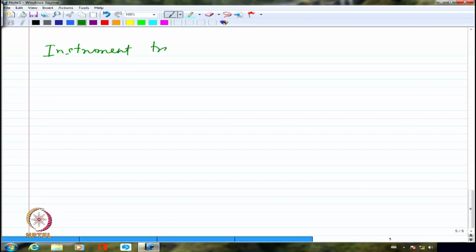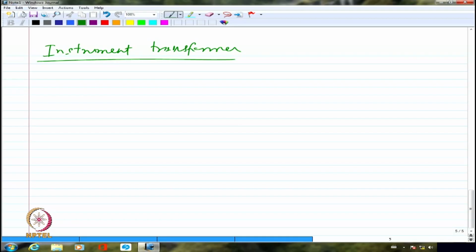The name instrument transformer comes from the fact that it is used for measurement and instrumentation. Invariably, measurement and instrumentation go hand in hand, because you may measure something, step it up or step down, do some manipulation with it, and then ultimately see whether you are able to follow the required pattern.